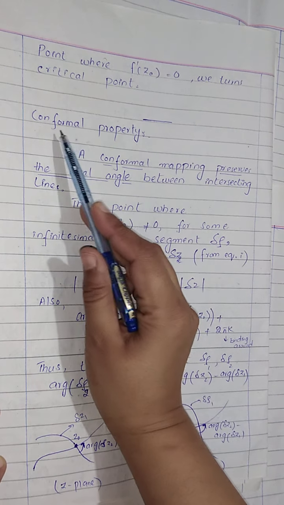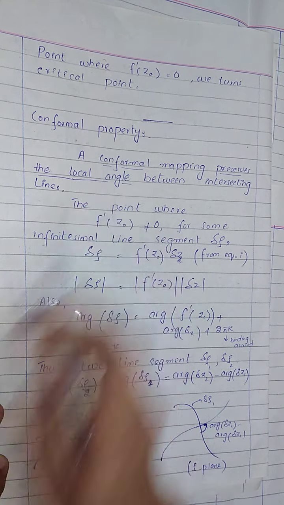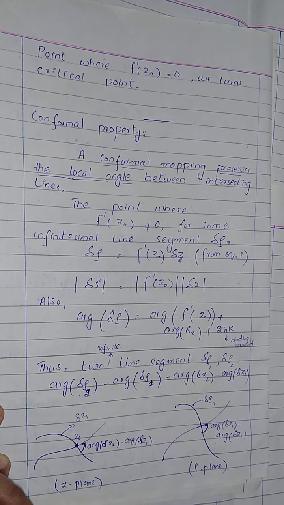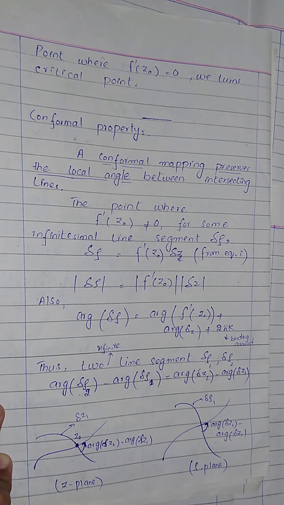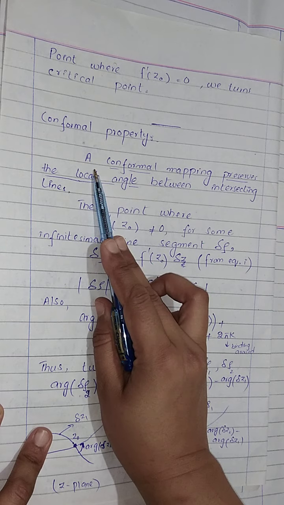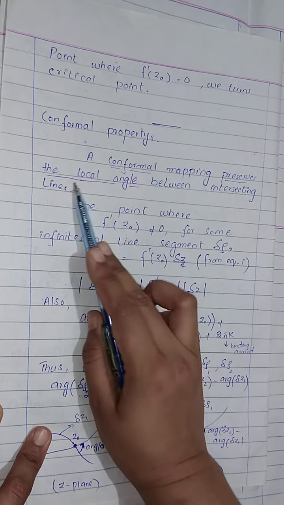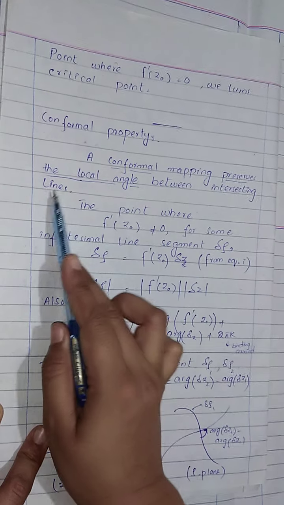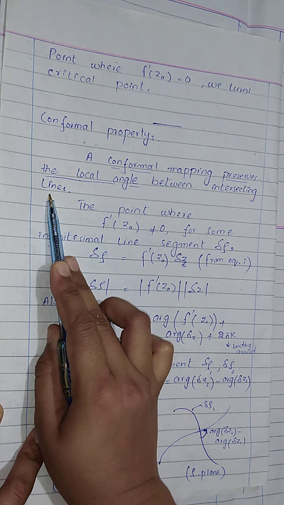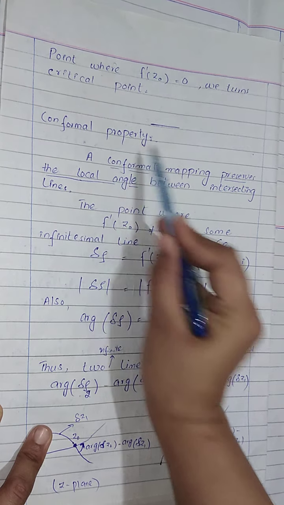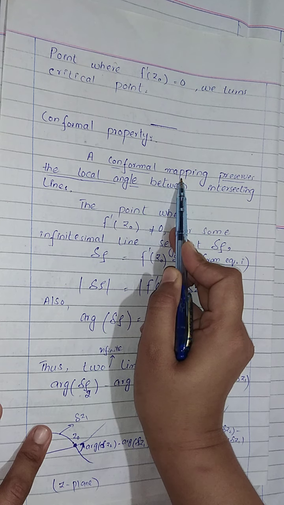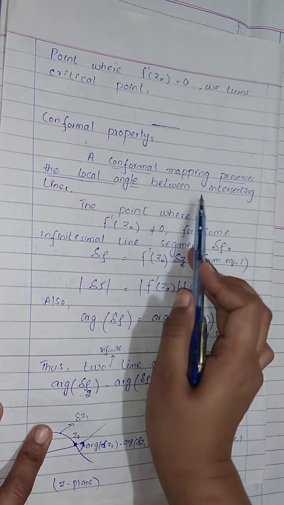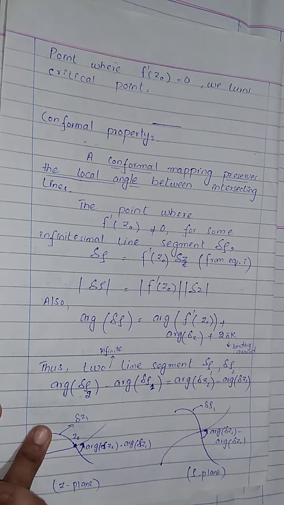Now we will discuss the topic conformable property. In the previous video we discussed conformable mapping, and in this video we will discuss the conformable property. What is the property of conformable mapping? A conformable mapping preserves the local angle between intersecting lines. It means, what is a conformable property? If we talk about conformable mapping, then in conformable mapping between two planes our angle will be the same.